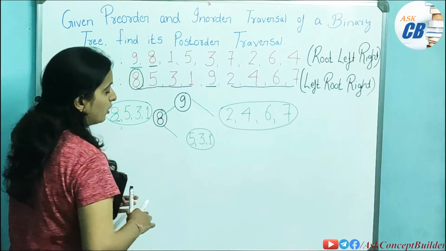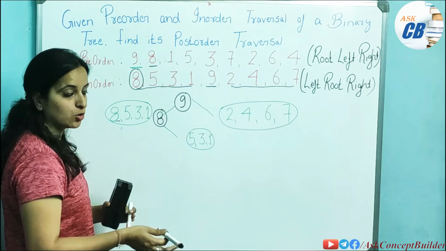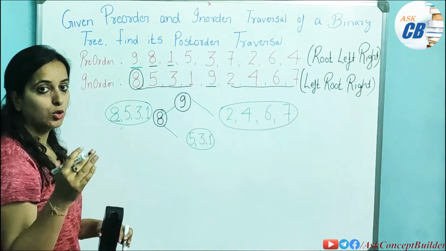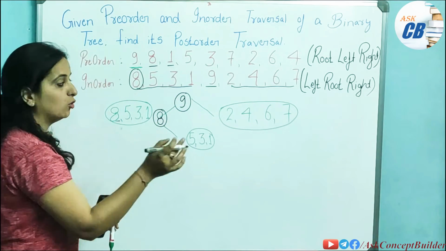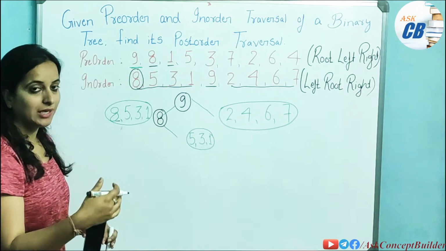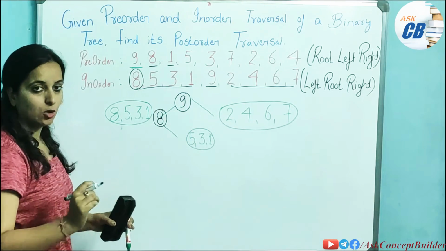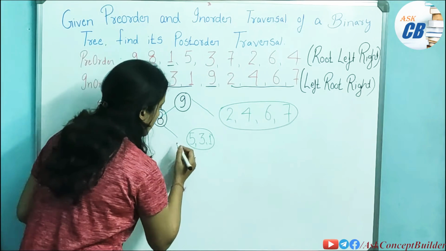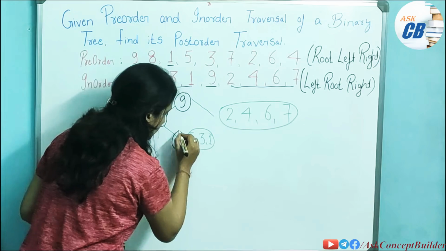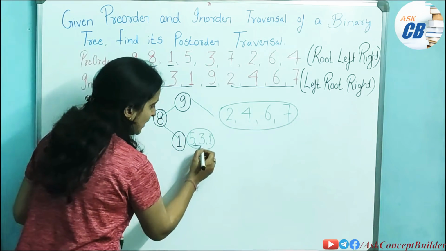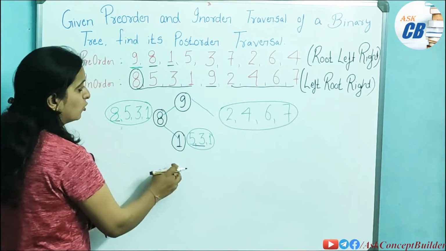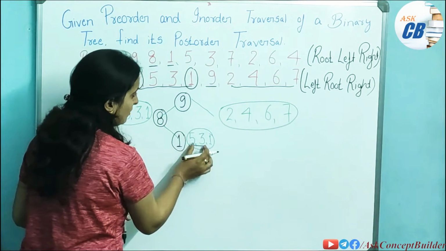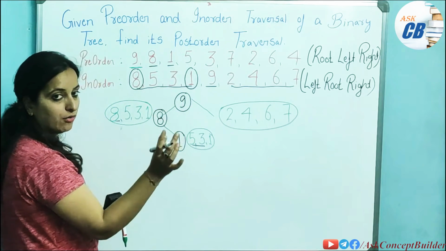Now what you have to do again? Again you have to find your next root node. So the next root node is 1. For the root you have to go to the pre-order, and to check where the remaining elements are, you have to come to the in-order. So where is 1 present? 1 is here, so 1 will be a root node here. Now where are the remaining elements present? You will go to the in-order traversal and find the position of 1, and the remaining elements 5 and 3 are on the left of 1.